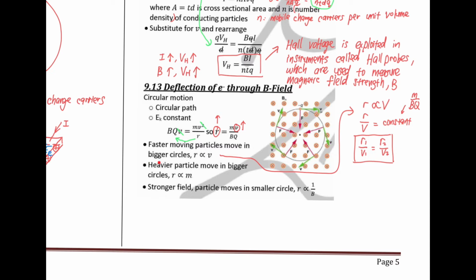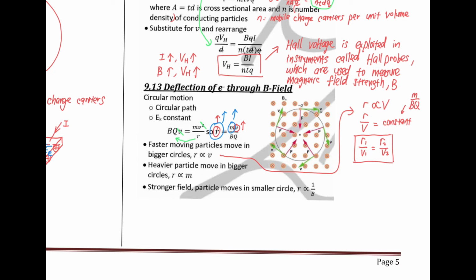Next one. Heavier particles move in bigger circles; R is proportional to m. This should be reasonable also. If m is bigger, then R is bigger. Logically, this is true also, if you look at the equation that I circled in blue. Again, when you want to put it in this way, as proportional, you have to assume the rest are constant: the V, the B, and the Q are constant, and then they are proportional.